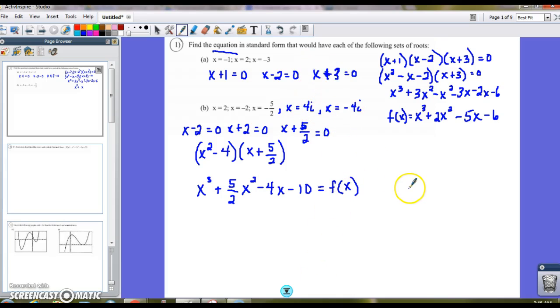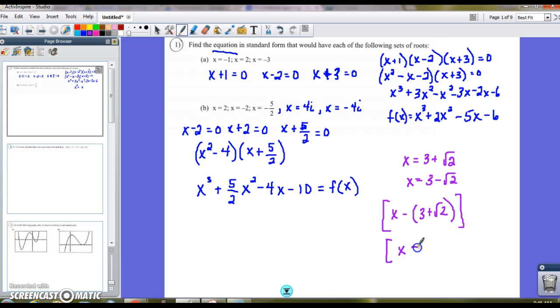Remember, like I said, if they throw in an imaginary root, make sure you include it and its conjugate. Same if it is a complex root or an irrational root. So just a quick example, if one of the roots they gave you was x equal to 3 plus radical 2, then you know the other root has to be 3 minus radical 2. And so when you're figuring out the linear factors, that would mean that x minus 3 plus radical 2 was a factor, and x minus 3 minus radical 2 was also a factor. So it just gets a little bit messier, but it's still the same process. You're still going to FOIL everything.